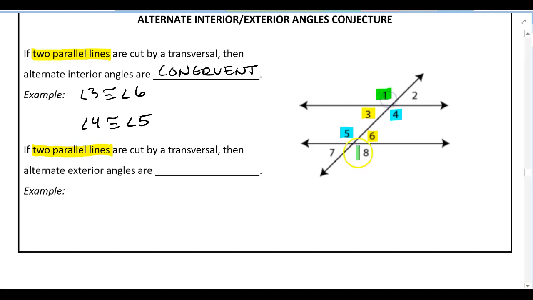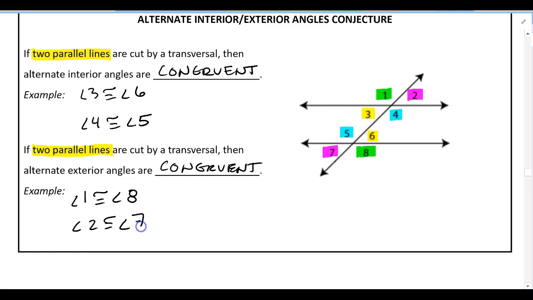So here's 1 and 8. Those obtuse angles would be congruent if the lines are parallel. And then over here we have angle 7 and angle 2. They would also be congruent. So if two parallel lines are cut by a transversal, then the alternate exterior angles are congruent. Our examples would be angle 1 congruent to angle 8, and angle 2 congruent to angle 7.